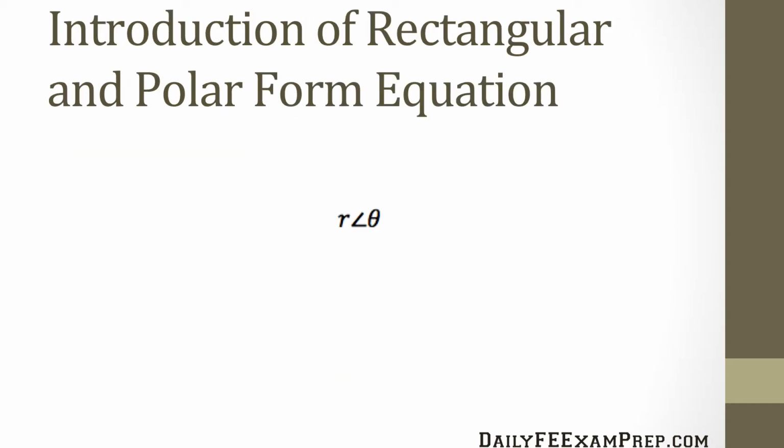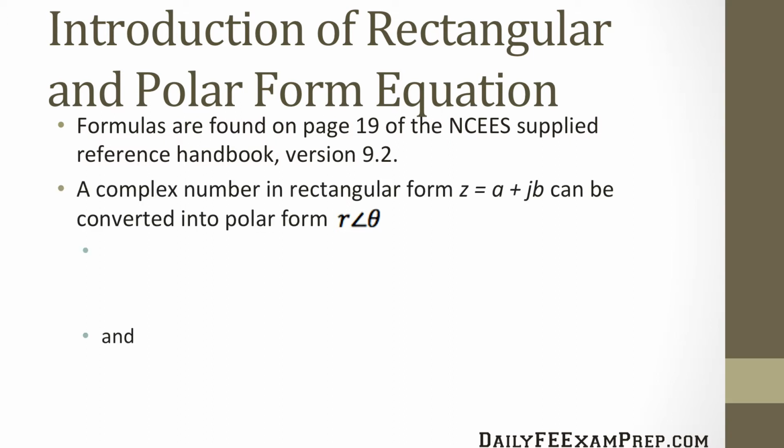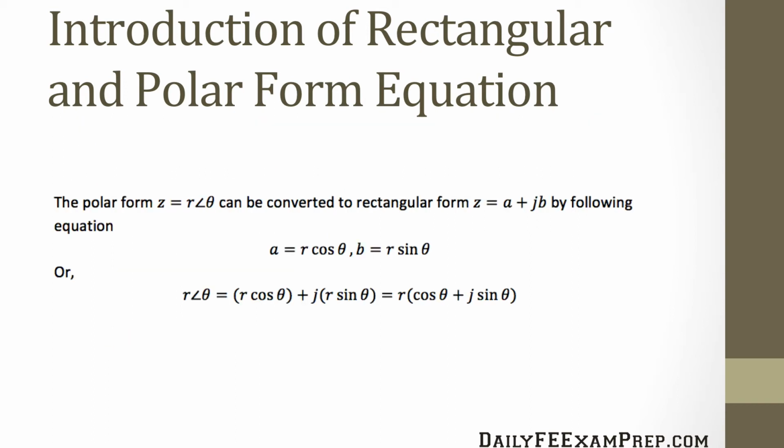Okay, so in polar form, the algebraic operations of multiplication, division, and taking roots can be performed more easily than in rectangular form. So an introduction of rectangular and polar form equation, well, the formulas can be found on page 19 of the NCEES Supplied Reference Handbook, version 9.2. And a complex number in rectangular form, z is equal to a plus jb, can be converted into polar form, r angle theta, by the formula r is equal to the square root of a squared plus b squared, and theta is equal to the arctangent, or the tangent inverse, of b divided by a.